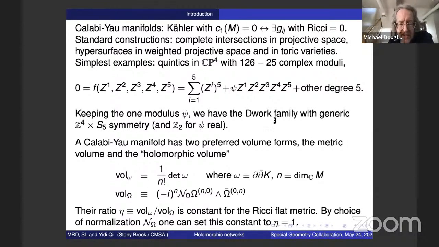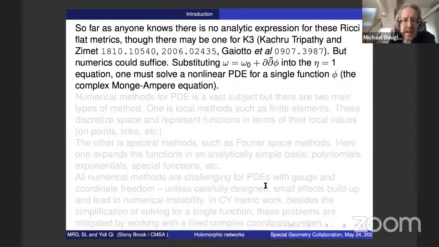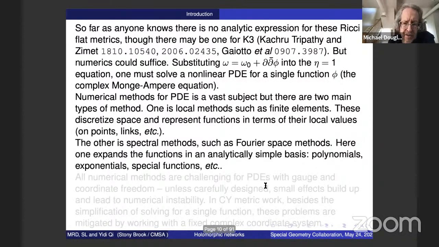And, again, as in Simon's talk, there's a simple reformulation of the Ricci-flatness condition in terms of equating the Kähler volume form with the volume form constructed from the holomorphic n-form. And so that is a simplification.